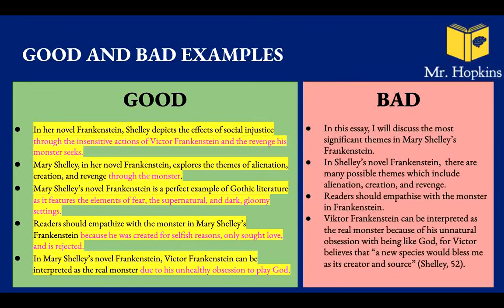Victor Frankenstein can be interpreted as the real monster because of his unnatural obsession with being like God. For Victor believes that a new species would bless me as its creator and source, Shelley 52. Well, that explains the how and the why. It's got the what, it's got the how and the why, but it's got evidence. We do not use evidence in a thesis statement or in an introduction at all.